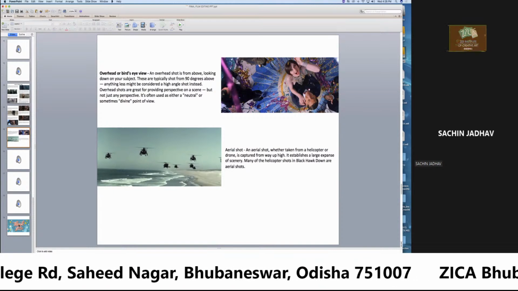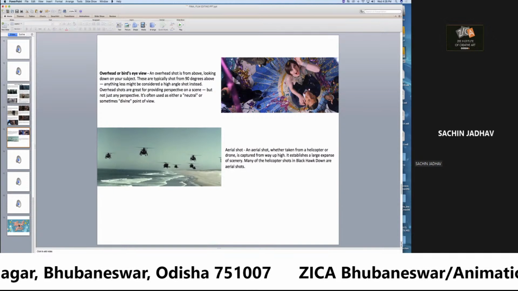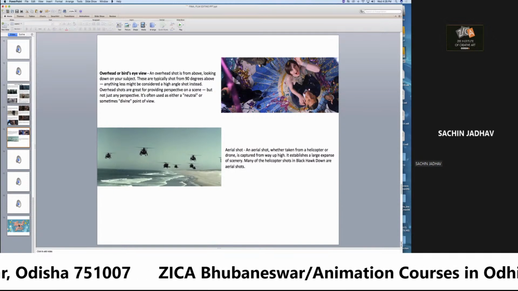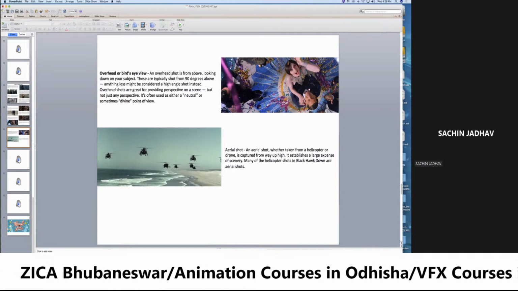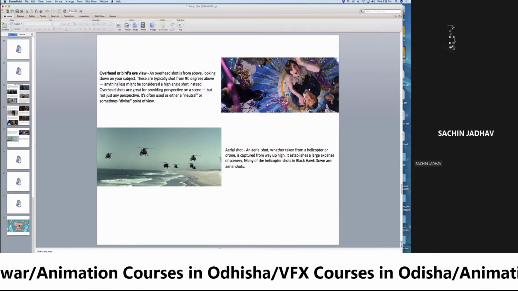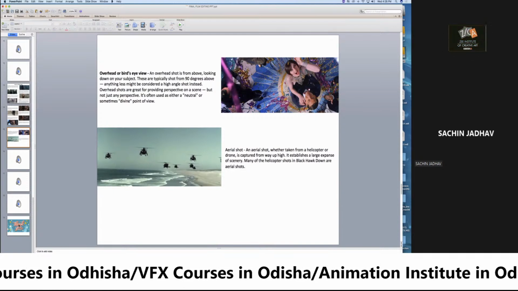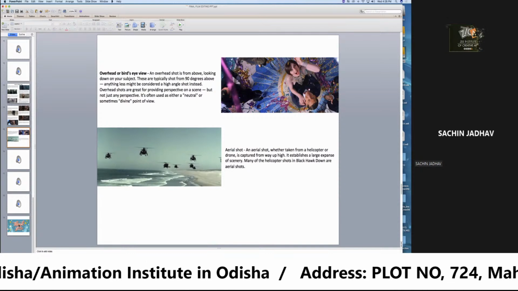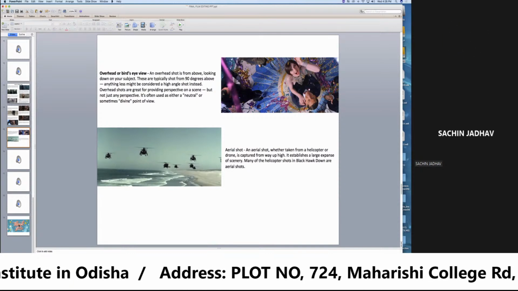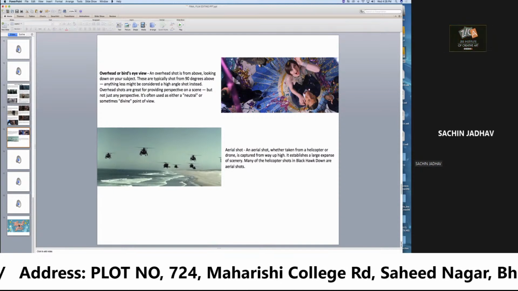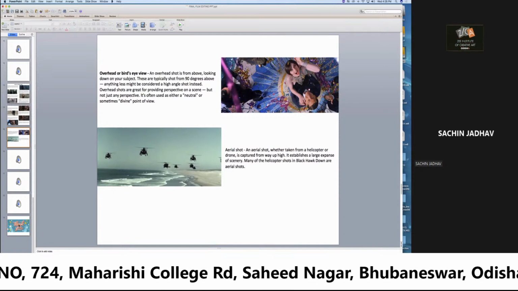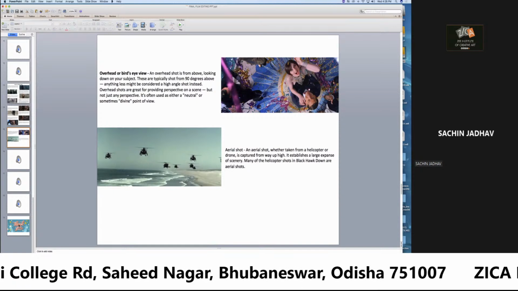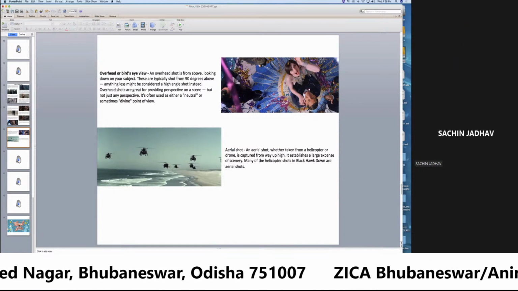But now is overhead and bird's eye shot. Or the over the head shot is from above looking down on the subject. These are typically shots from 90 degrees above. Anything less might be considered a high angle shot. Overhead shots are great for providing perspective on a scene, and perspective is often used either of nature or something divine point of view.